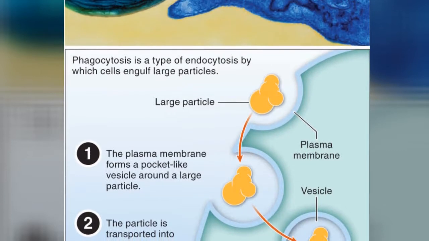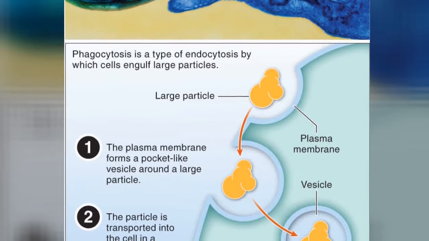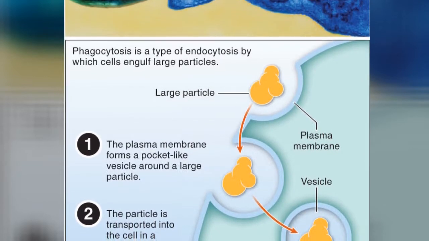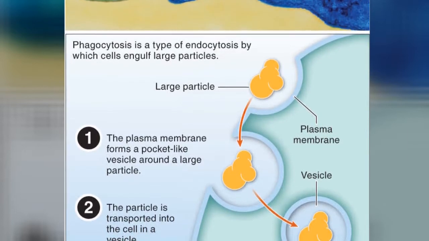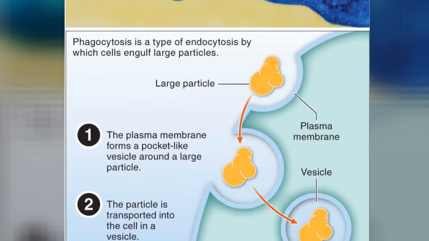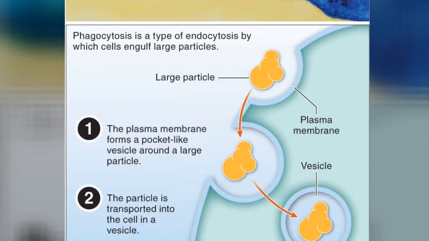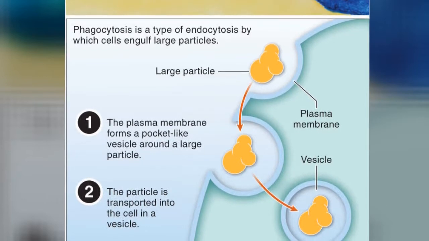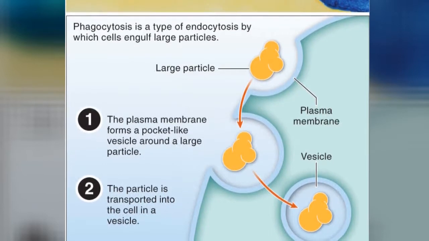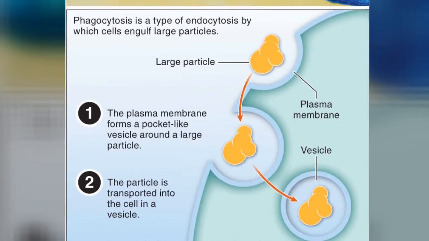Whereas phagocytosis comes from the Greek for the word eat and container, the term pinocytosis comes from the Greek for drink and container, and describes the process of cells taking in dissolved particles and liquids. The two processes are largely the same, except that the vesicles formed during pinocytosis are generally much smaller than those formed during phagocytosis.